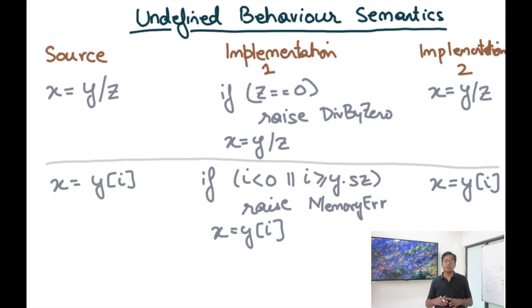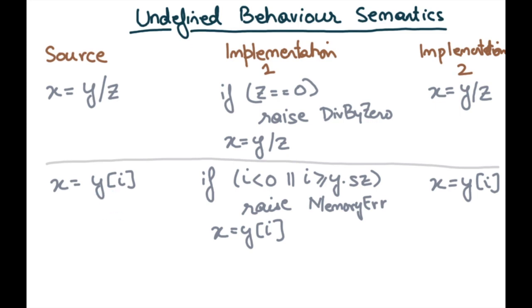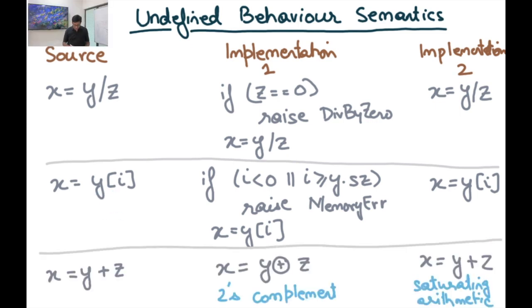If the index was outside the correct range, depending on what y plus i evaluates to, it can either cause a segmentation fault or it can return some garbage random value. So this again falls in the domain of undefined behavior. Here is another example: x equals y plus z.